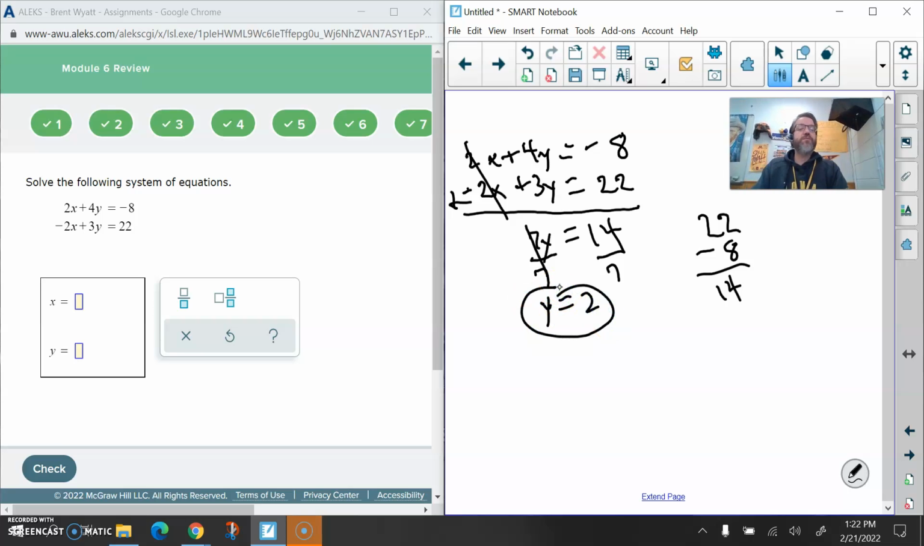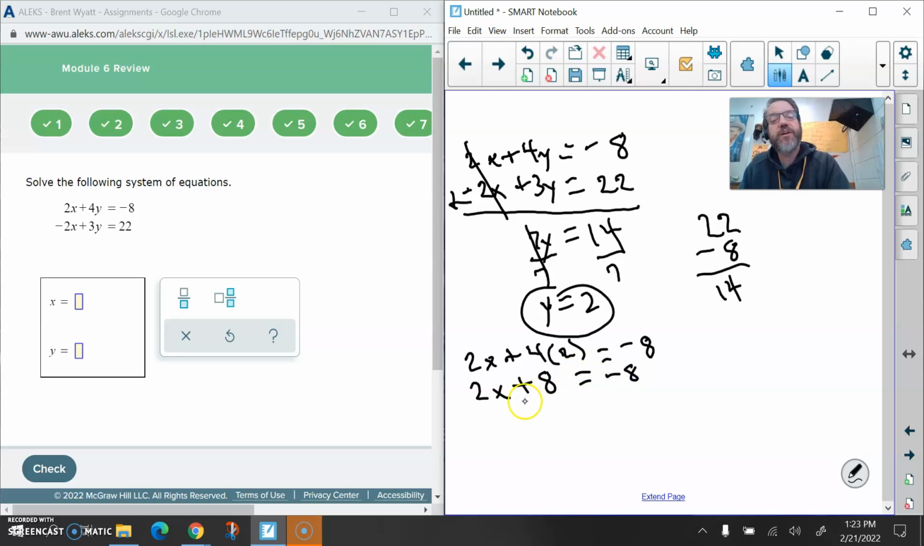Now that you know what y equals, let's put it into that top equation to find x. So 2x plus, and then it says 4 times y, so that's 4 times 2 equals negative 8. 2x plus 8 equals negative 8.